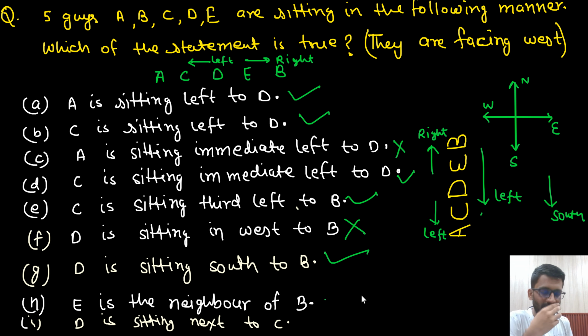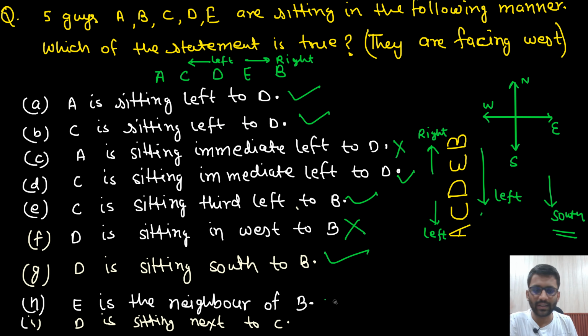Are you getting this point? If you look from here, you will say that with respect to B, D is sitting in this direction, so you will say it is west. No, this is wrong. This would be correct if they were facing north, but they are facing west now. If B is sitting here, that means D would be sitting here. So what is this? This is south. So D is sitting south to B. These kinds of errors can happen sometimes, so you need to take care.